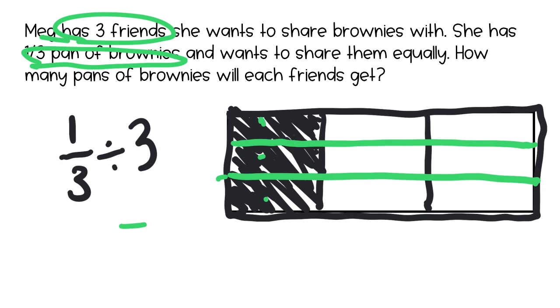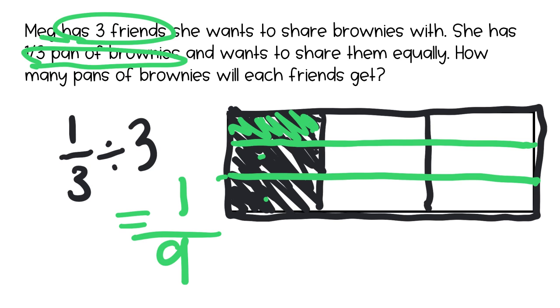So, what would my new denominator be? What did I split all these into? Let's count. 1, 2, 3, 4, 5, 6, 7, 8, 9. My denominator is going to be ninths. And my numerator is 1. So 1/9 is my answer.